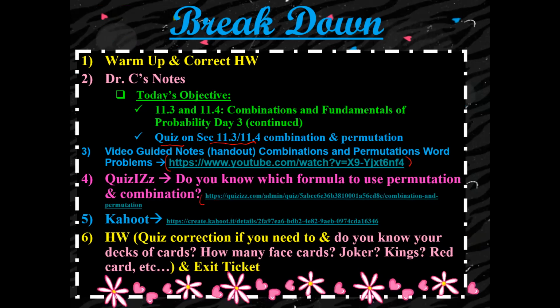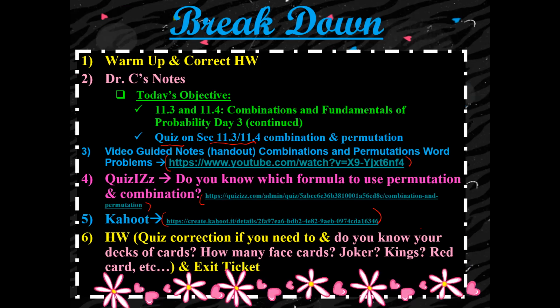And then I have a quiz right here that's going to ask you, do you know which formula to use, whether it's going to be combination or permutation when we talk about different scenarios. And then if we were in class, we would be doing a Kahoot as well. So your homework tonight is basically to correct the quiz and also to complete it if you need to complete it. And next is, do you know your decks of cards?